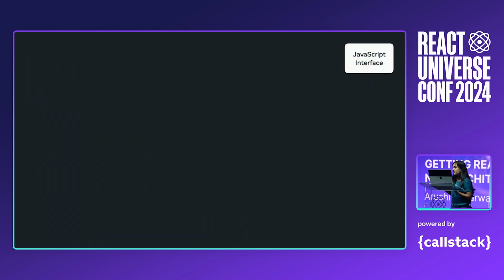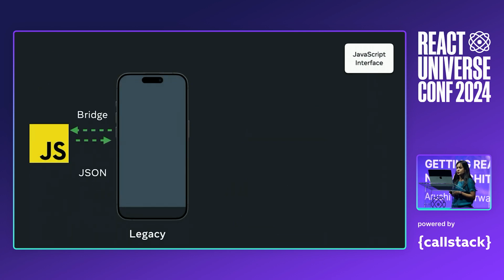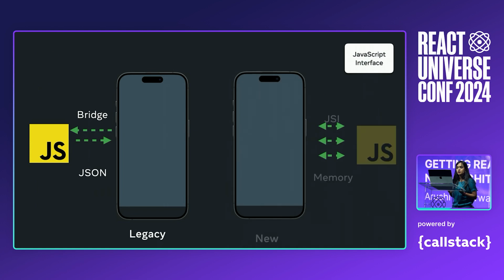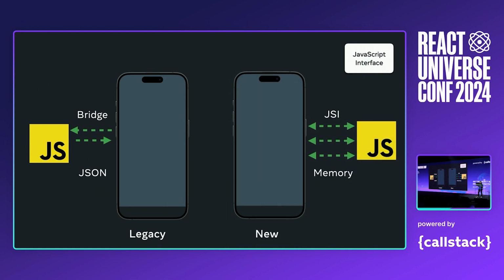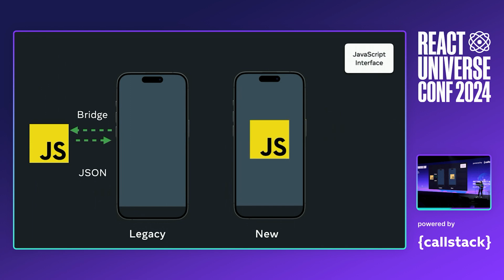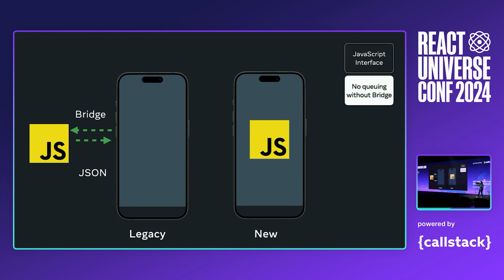Of course, the biggest advantage of the new architecture is the JSI, the JavaScript Interface, instead of the bridge. Now, this lifts up the constraints of the legacy architecture and allows for our React Native applications to be synchronous, allows for data sharing much faster and more efficient, since there's essentially no queuing without the bridge.